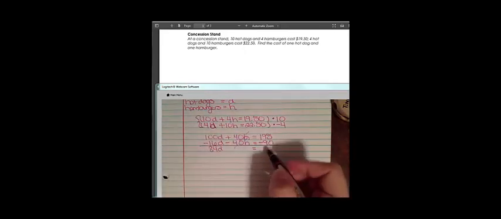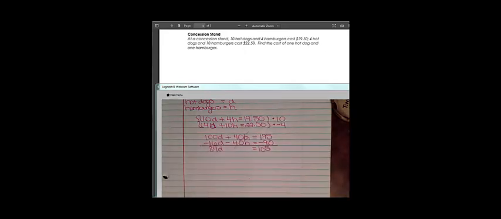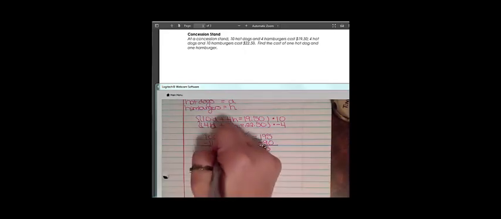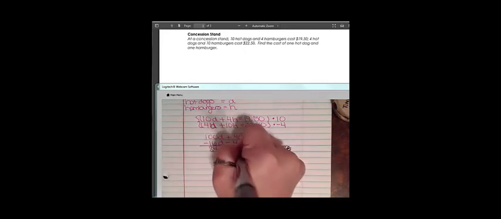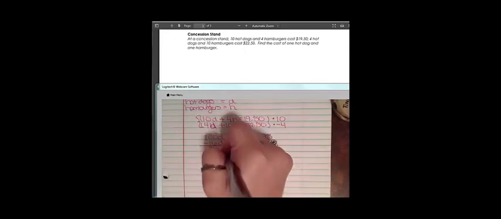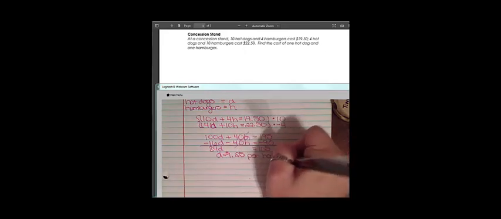So 100D minus 16D is 84D, and 195 minus 90 is just 105. So now I have 84D equals 105. I have to divide both sides by 84, and I get D equals 1.25. And remember, D is my hot dog. So this is $1.25 per hot dog. So there's the cost of my hot dog. Now I need to find out the cost of my hamburger.